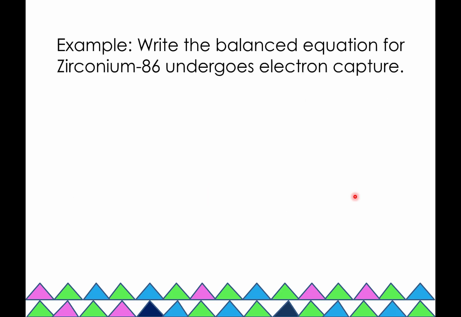Okay, so let's just do a quick example of how we would write out a nuclear decay process. So we've got zirconium. Zirconium has 40 protons. It's a transition metal in period 5. And if it undergoes electron capture, an electron has a mass number of 0 because the mass of an electron is so small relative to a proton or a neutron. So we're going to form some unknown element.